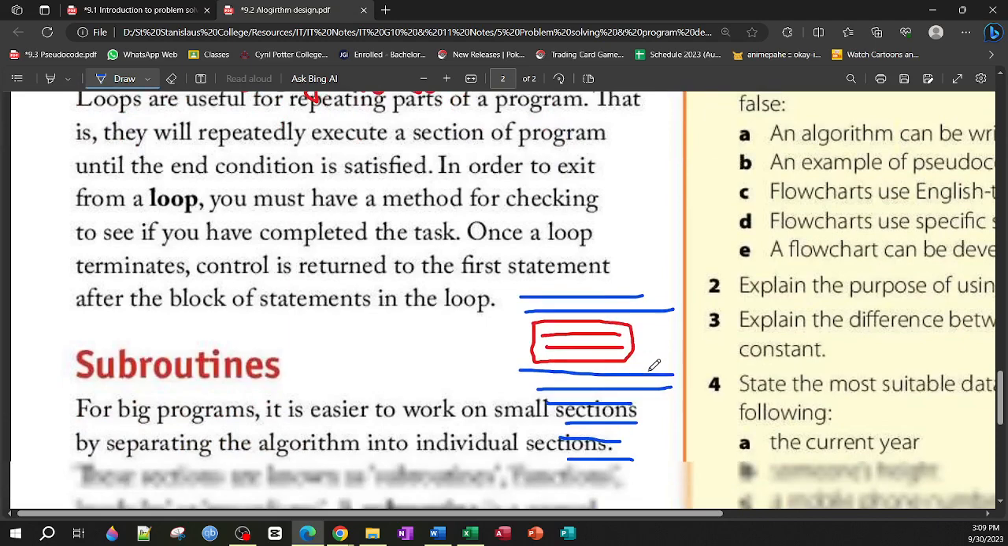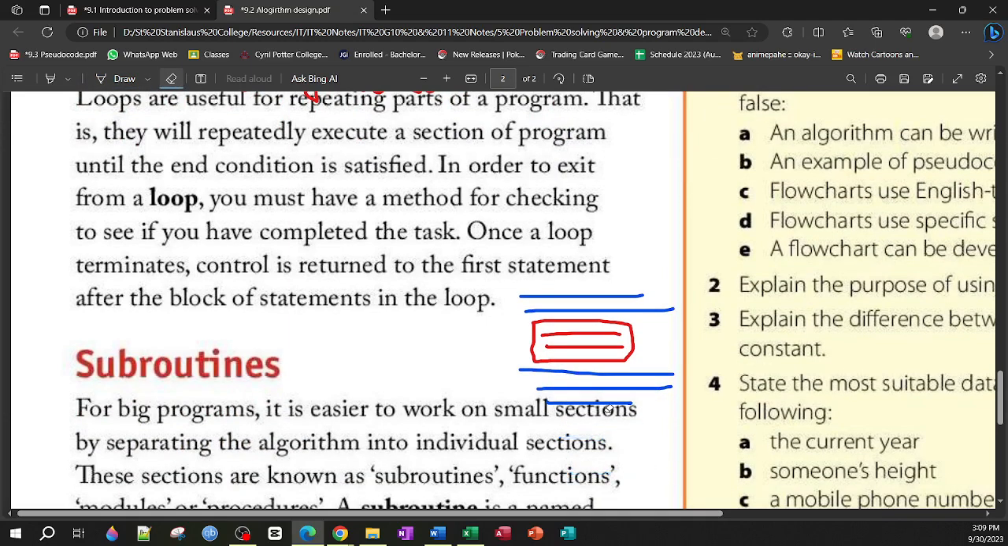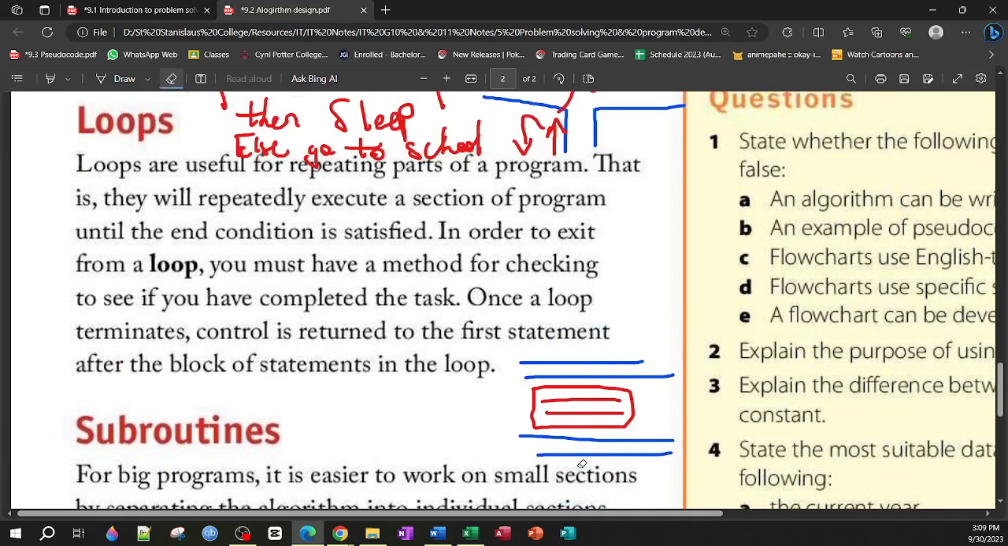That's what a loop does. It repeats a certain group of code based on if it needs to be repeated or not. So loops are useful for repeating parts of a program. That is, they will repeatedly execute a section of a program until the end condition is satisfied.